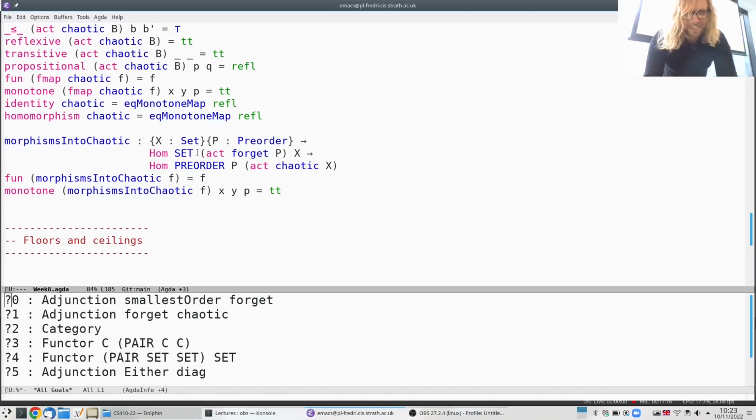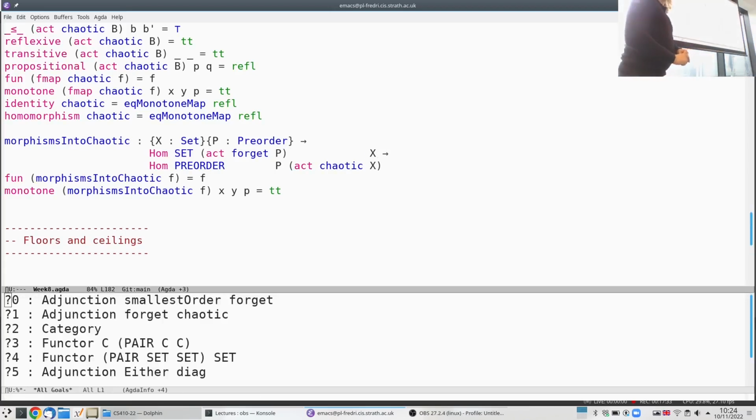Right. And again, you could show that because we just use the underlying function here, right? You could also go the other way. So again, we seem to have this flip situation, but this time we have a forget on the left and a chaotic on the right, right? So sometimes the interesting thing is happening on the right, sometimes the interesting thing is happening on the left.